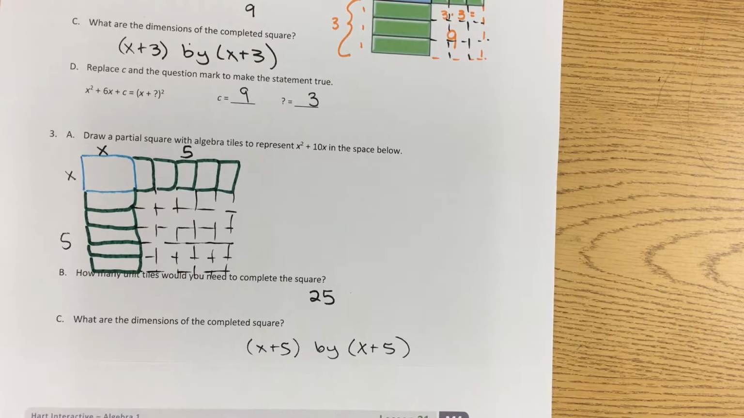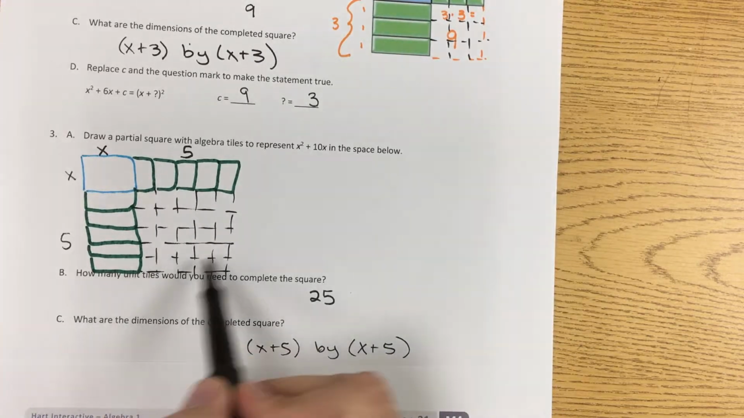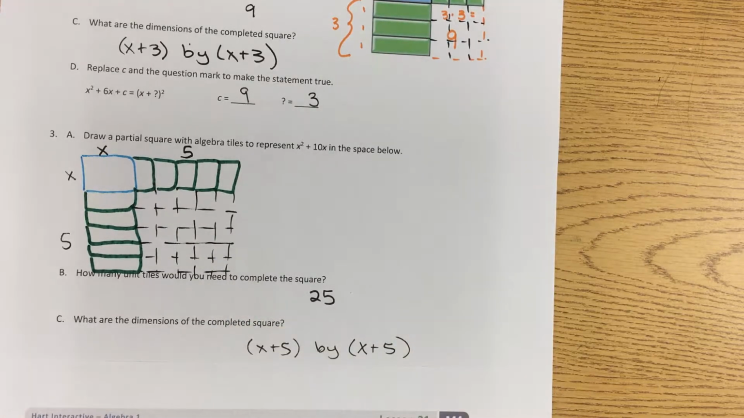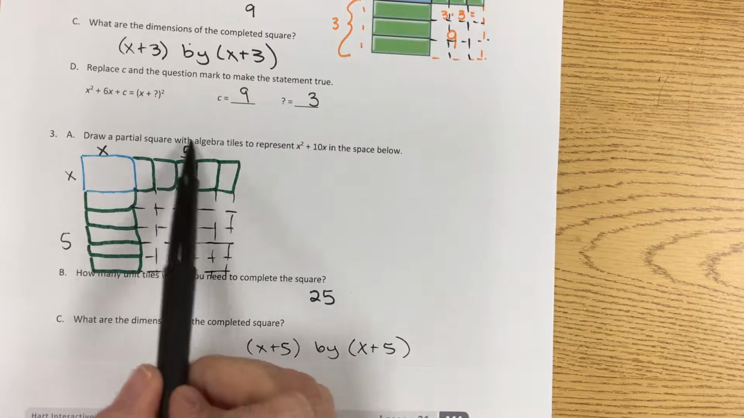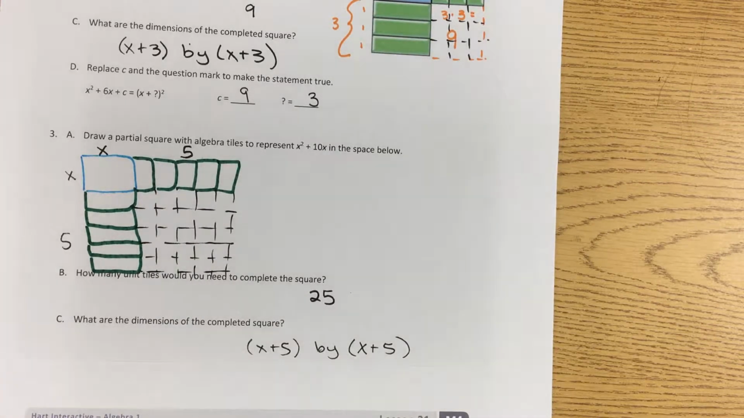Then the last one says to replace the c and question mark. So what was the c? What was the value up here? Well, we said 25. The question mark is, what is this number right here? And that number right there is a 5. Okay.